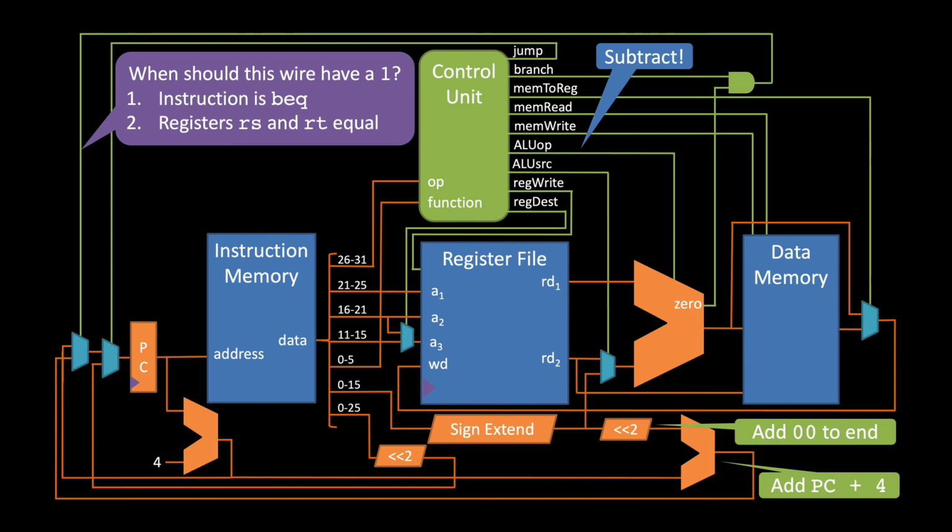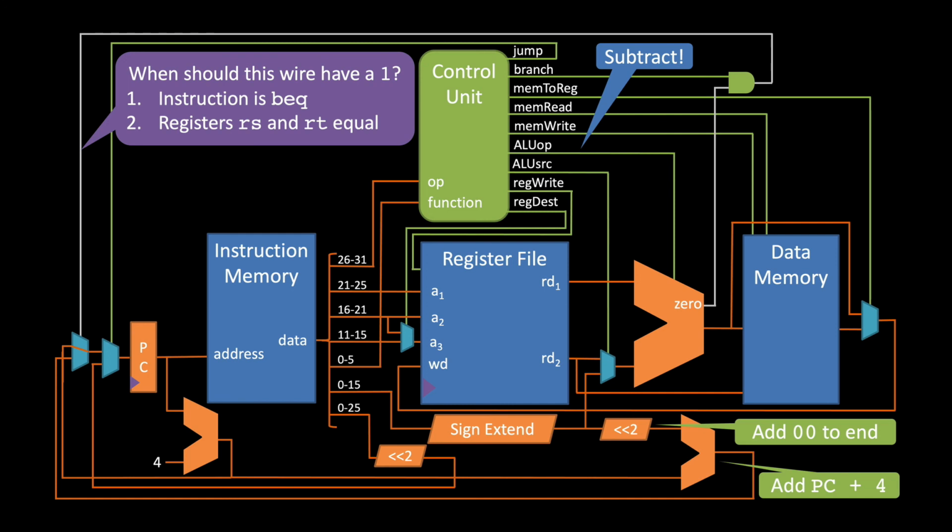Notice that if the source registers are not equal, then the 0 wire will have 0 on it, which means the AND gate will pass out a 0 output, making the MUX pass through the default value of PC plus 4, and the branch won't be taken. So that's how the branch if equal is implemented. Branch if not equal is implemented in a similar manner, and we'll leave the details for a homework or a project.